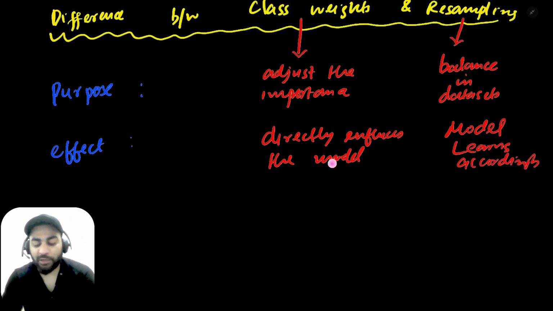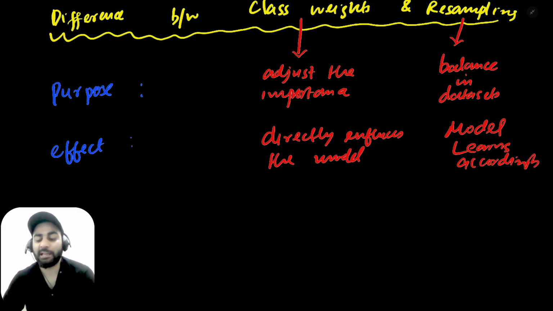Here you influence the model directly. Why? Because you are changing the cost function itself. You are assigning the weight to the class in the loss function itself, because if the model makes a misclassification in the minority class, you try to heavily penalize it. But in resampling, you do not heavily penalize it; you just make a distribution such that it seems balanced. Okay, so this is the purpose and the effect.